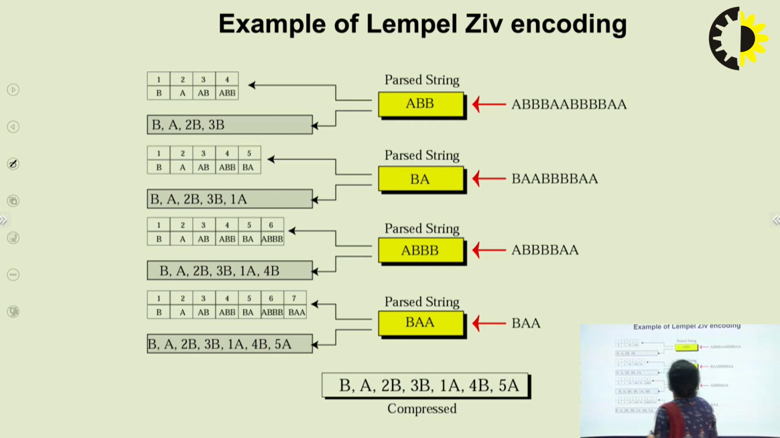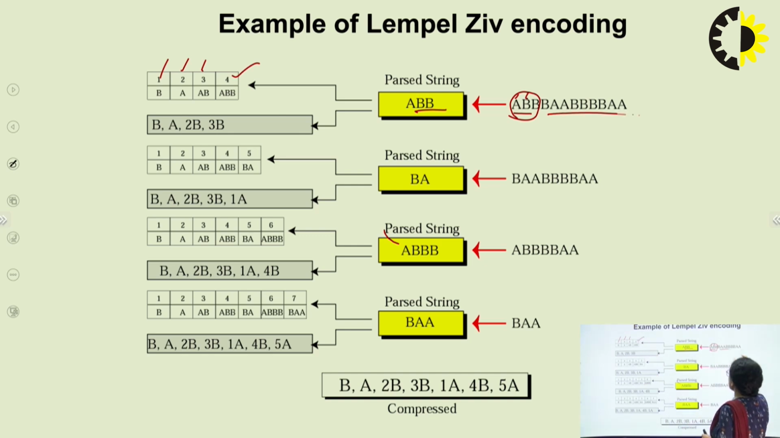Now A is already indexed. B is already indexed. AB is already indexed. So next is A double B. This is a new string pattern. We take up A double B, parse it, and index it by 4. After we have taken up A double B, next we are left with B double A, and so on.